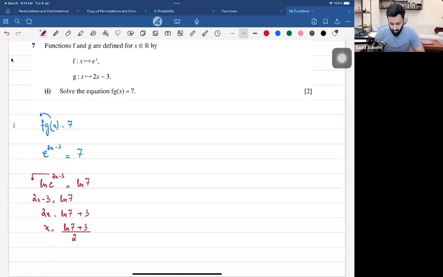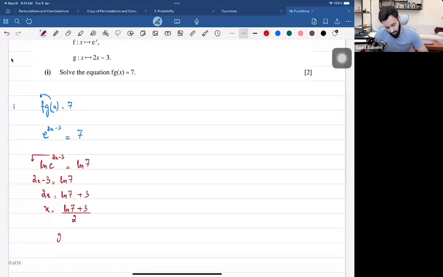So it's going to be ln 7 plus 3 divided by 2. So we get 2.4. No, of course, this will not come in P1. This will not come in P1. So 2.47 is what you get. Okay, that's the answer. Hope it's clear.